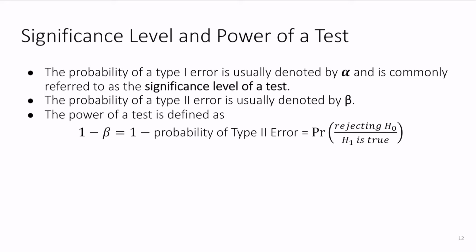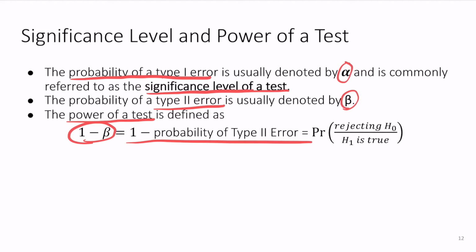Now what do alpha and beta mean? The probability of occurrence of a type 1 error is denoted by alpha, and it is generally called the significance level of a test. The probability of occurrence of a type 2 error is generally denoted by beta, and another term that we use is the power of a test. The power of a test is defined as 1 minus beta, which is 1 minus the probability of type 2 error.